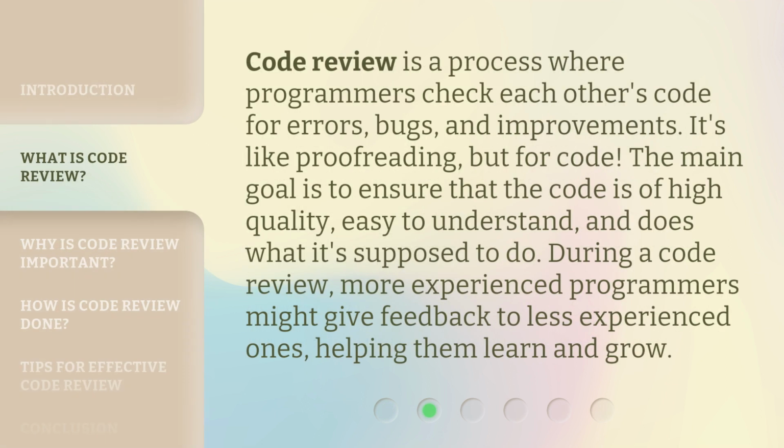Code review is a process where programmers check each other's code for errors, bugs, and improvements. It's like proofreading, but for code. The main goal is to ensure that the code is of high quality, easy to understand, and does what it's supposed to do. During a code review, more experienced programmers might give feedback to less experienced ones, helping them learn and grow.